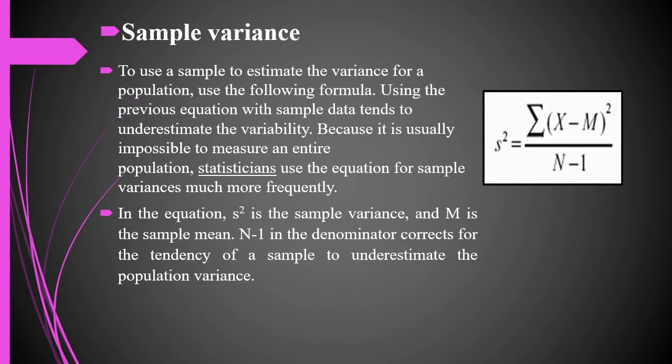Sample variance. Use a sample to estimate the variance, rather than the entire population. Use the following formula. Using the previous equation with sample data tends to underestimate the variability because it is usually impossible to measure an entire population. Statisticians use the equation for sample variances much more frequently. In the equation, S squared is the sample variance and M is the sample mean. N minus 1 in the denominator corrects for the tendency of a sample to underestimate the population variance.